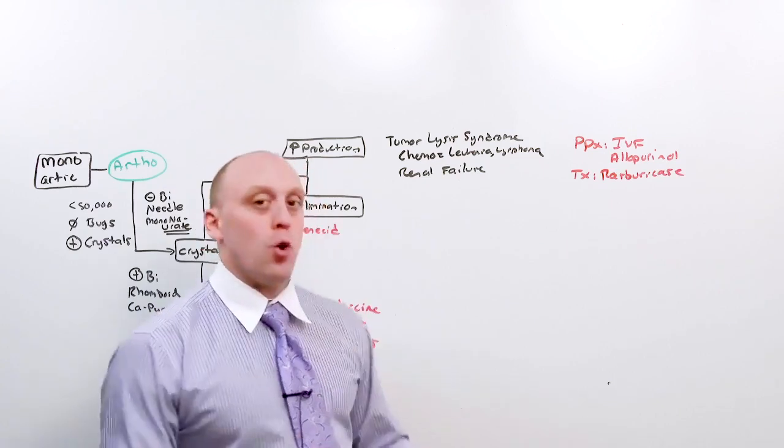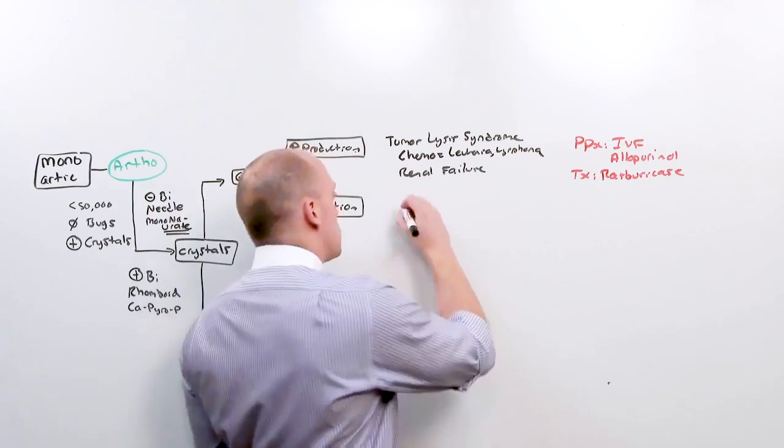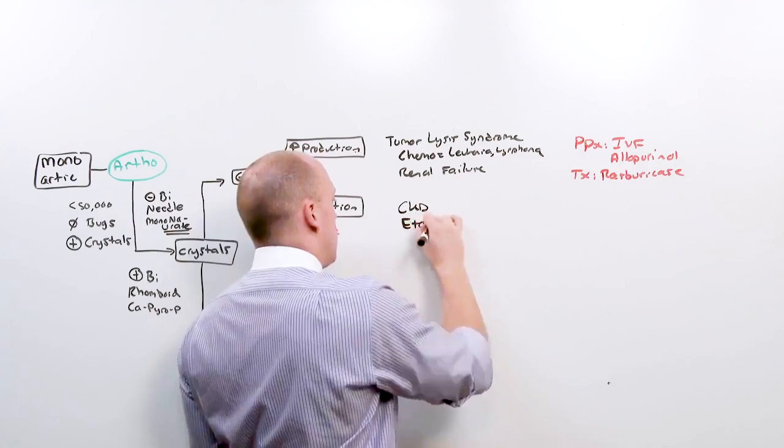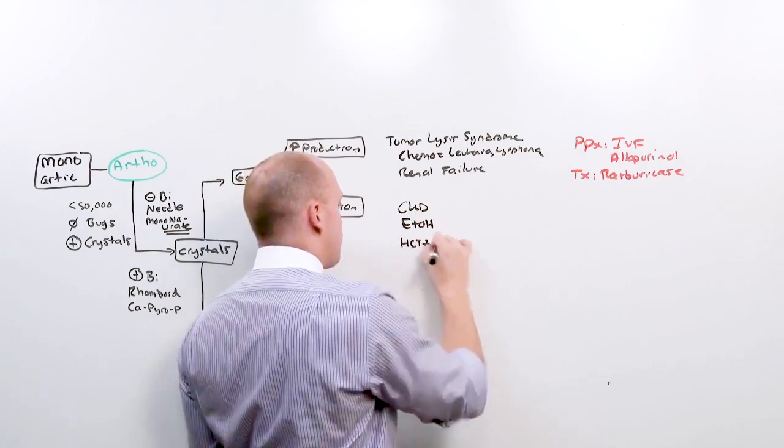So what's gout normally look like? Well, the person is going to have either CKD, drink alcohol, or be on a thiazide diuretic.